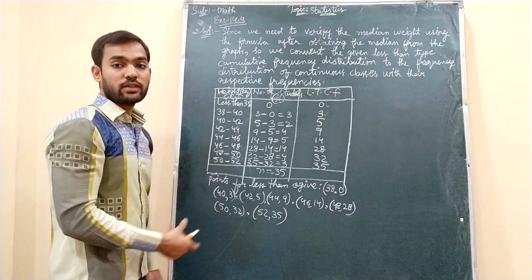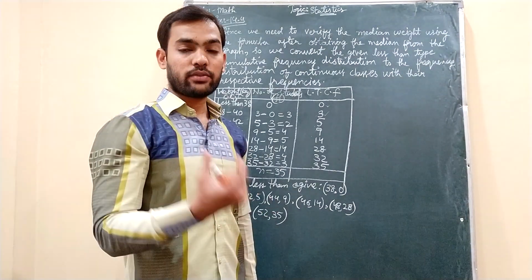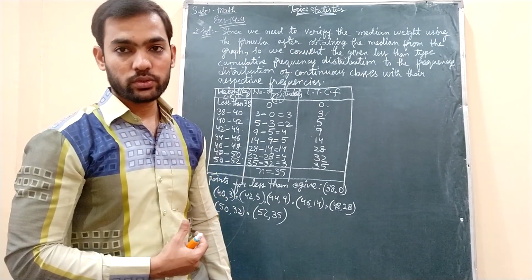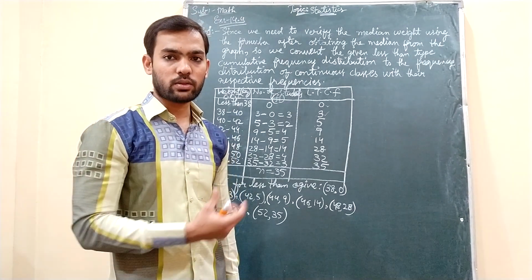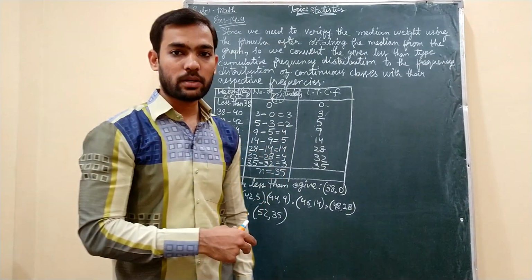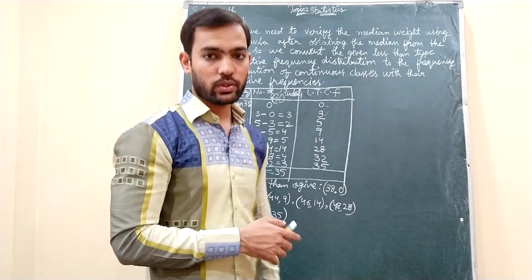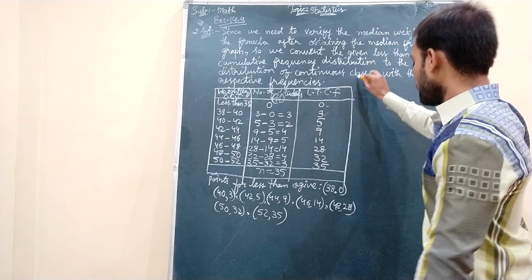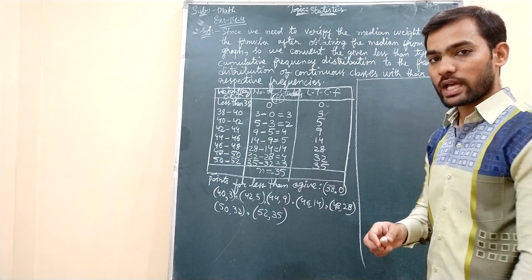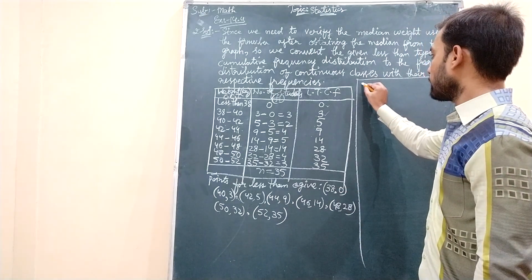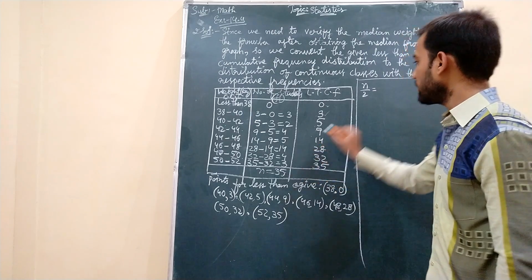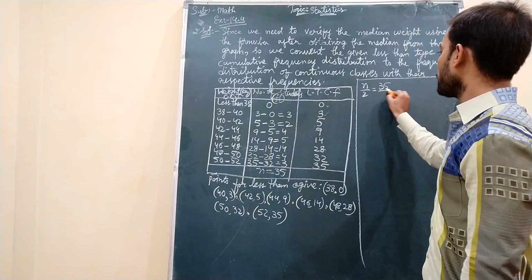These are the points that we need to plot in the graph, and from there we need to obtain the median also. But we also have to verify the median using the formula. So that written part we will do first, then we will go for plotting the points into the graph and drawing the ogive. As we have learned in our earlier classes, to verify using the formula we need n by 2 value first.